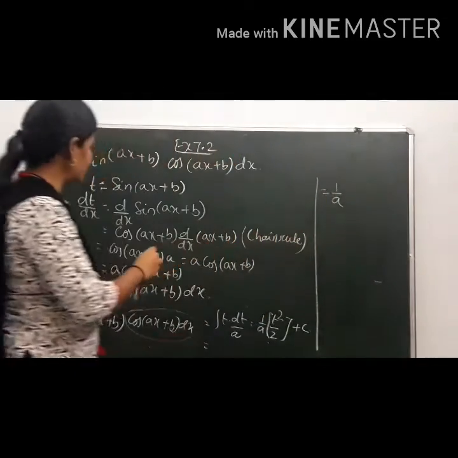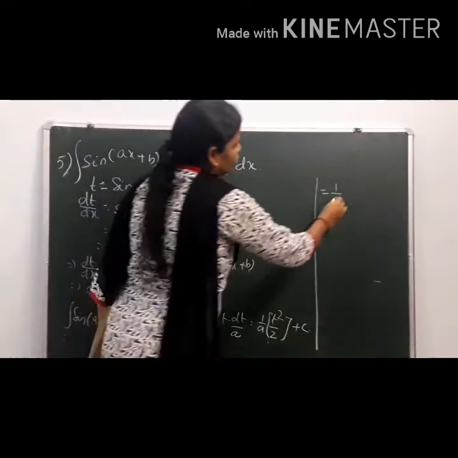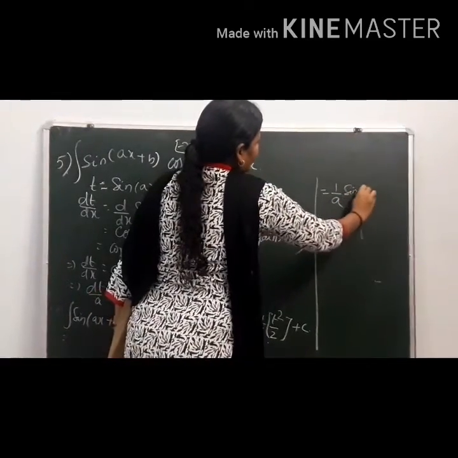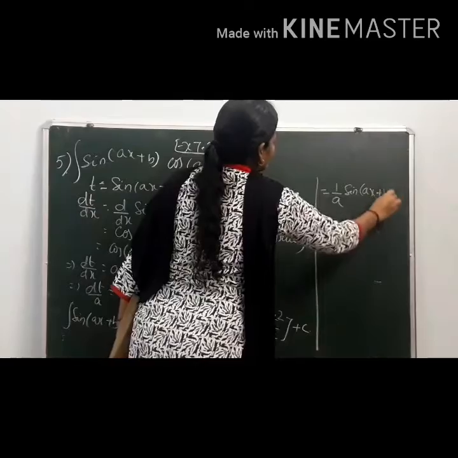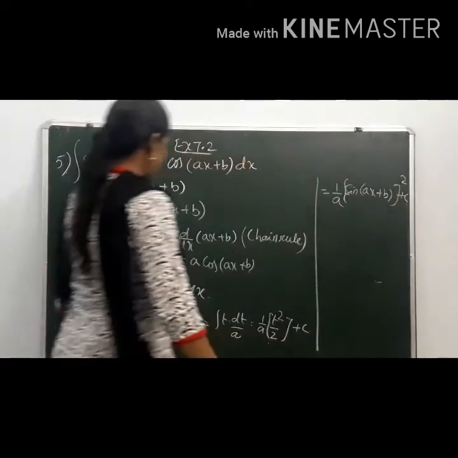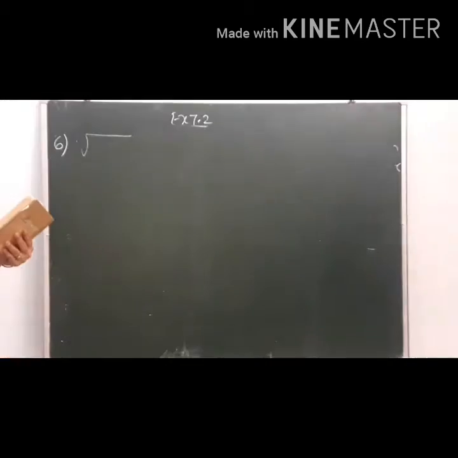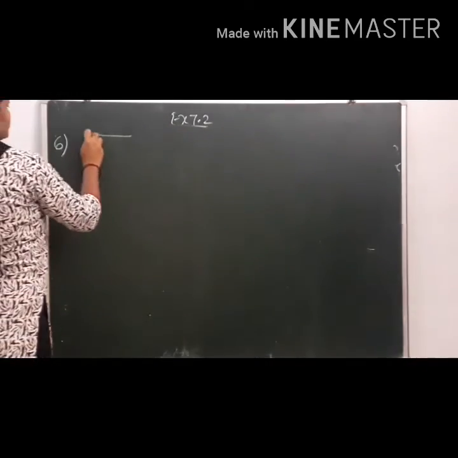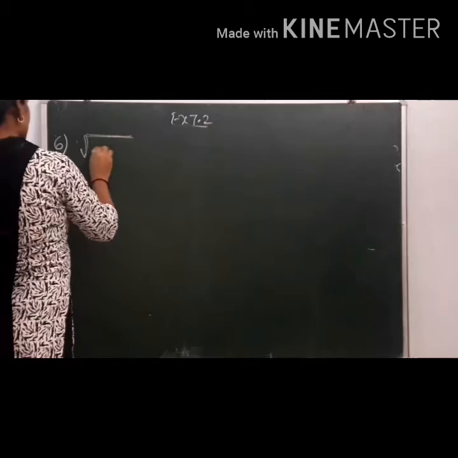So the answer will be 1 by 2a t squared. What is the t we have taken here? sin(ax + b) whole squared plus c. This is the answer.